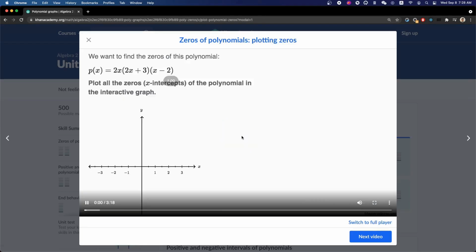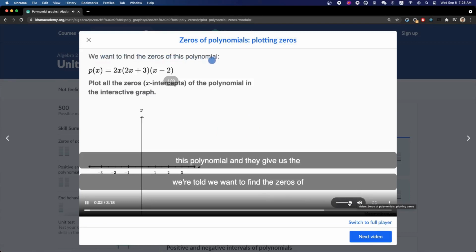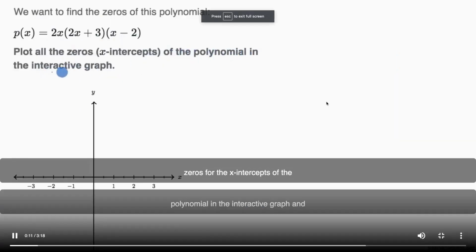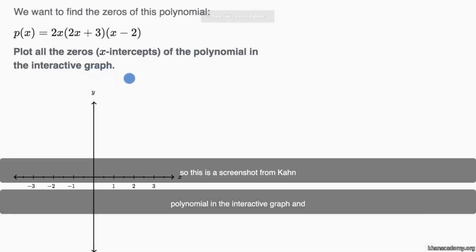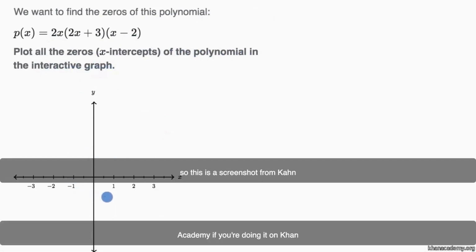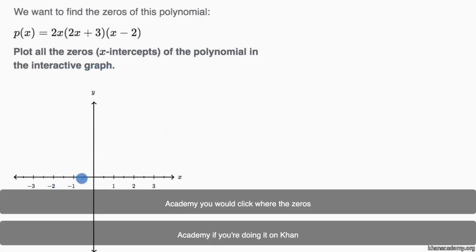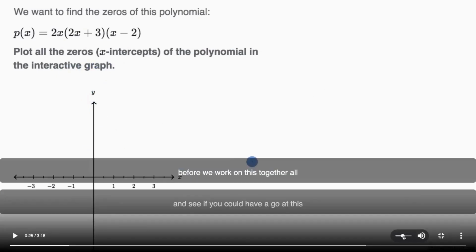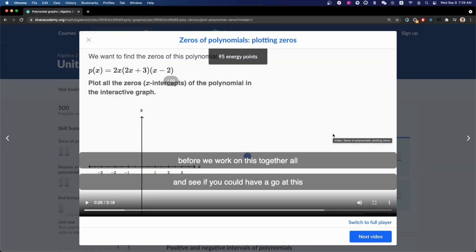We're told we want to find the zeros of this polynomial, and they give us the polynomial right over here, and it's in factored form. And they say plot all the zeros, or the x-intercepts, of the polynomial in the interactive graph. And so this is a screenshot from Khan Academy. If you're doing it on Khan Academy, you would click where the zeros are to plot the zeros, but I'm just going to draw it in. So pause this video and see if you can have a go at this before we work on this together. So again, he just said that we need to work through this before he teaches us.